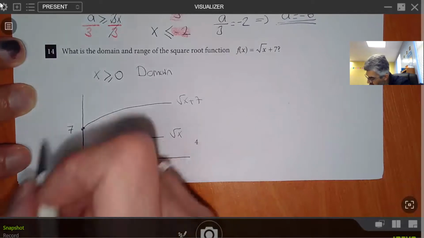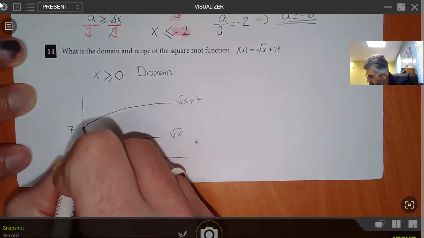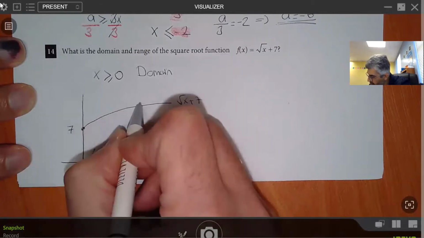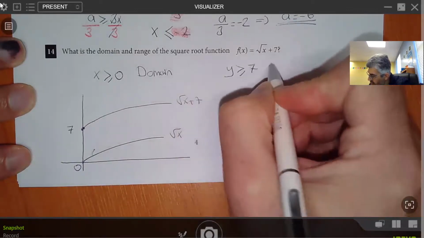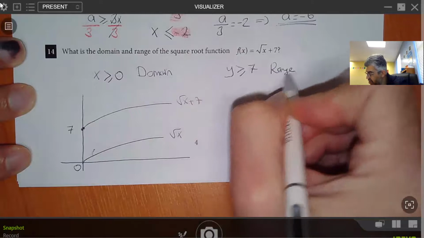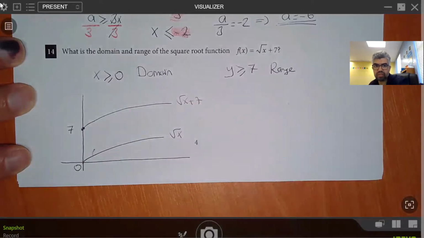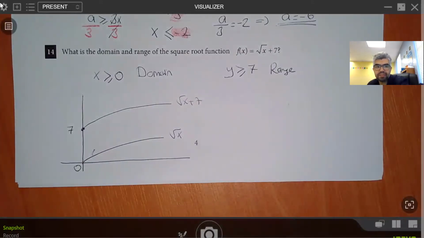The range will be, you see the minimum value of the graph is 7. So the minimum value of the function is 7. It starts from 7 and increases. So y greater than or equal to 7 is the range of this square root function. Is it clear? Okay. Next question.